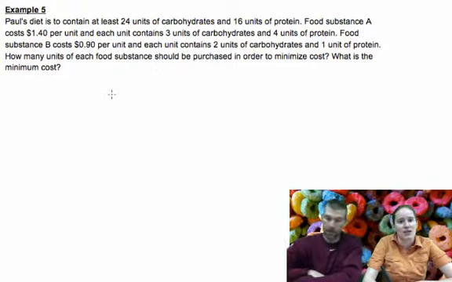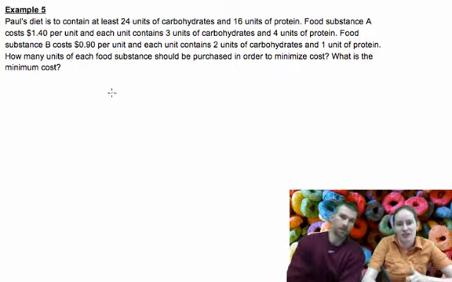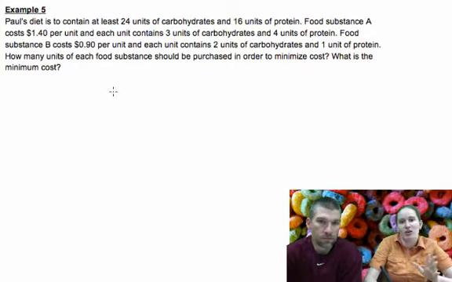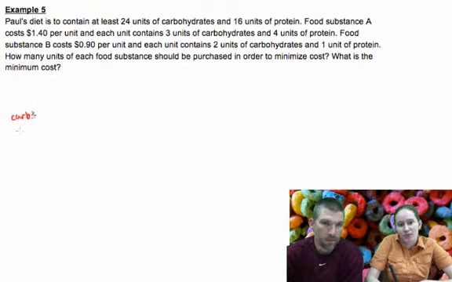Okay. So Paul's diet contains at least 24 units of carbohydrates and 16 units of protein. So we have carbs and proteins. Whenever it says at least, that means we have to be greater than or equal to, because we could have more than that.